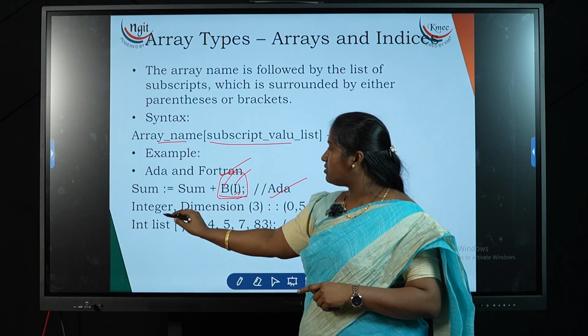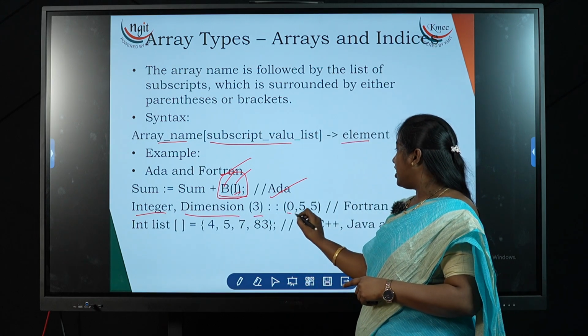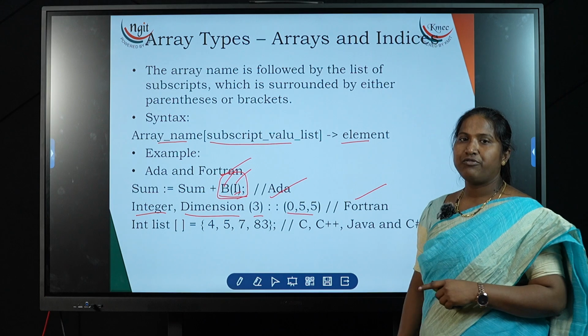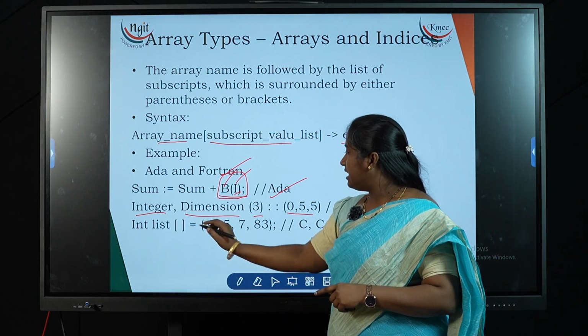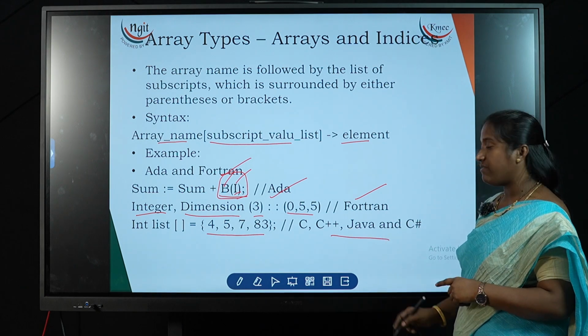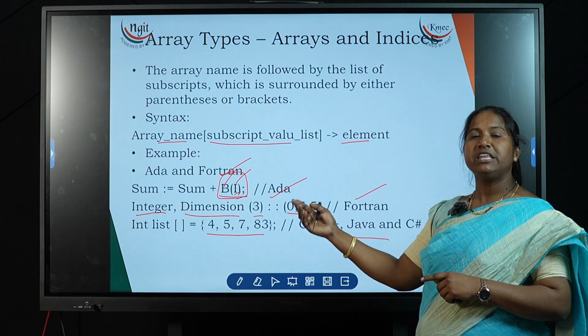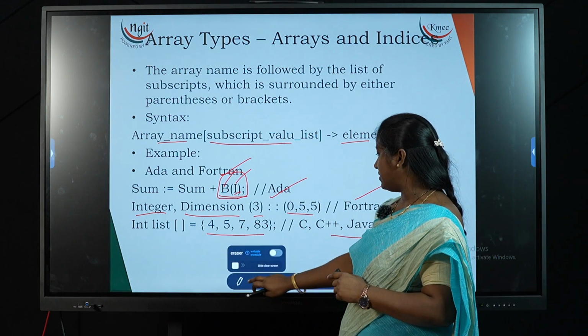You can also find here, integer dimension of 3, 0, 5, written in Fortran, and int list 4, 5, 7, 8, 3 in C, C++, Java and C#. So these are the different kinds of arrays being initialized in other programming languages.